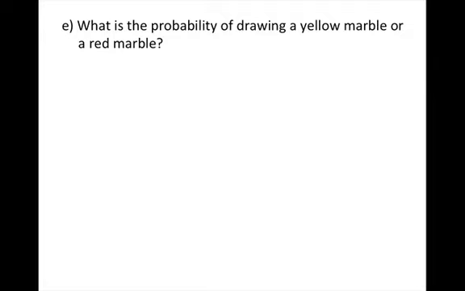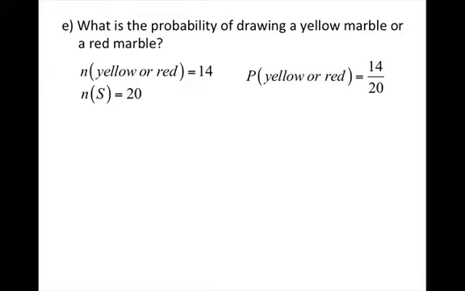Next, what is the probability of drawing a yellow marble or a red marble? There were 10 yellow marbles and 4 red, so that gives me 14 marbles I could choose. There were 20 total marbles, so the probability of drawing a yellow or a red is 14 out of 20, and that reduces to 7/10.